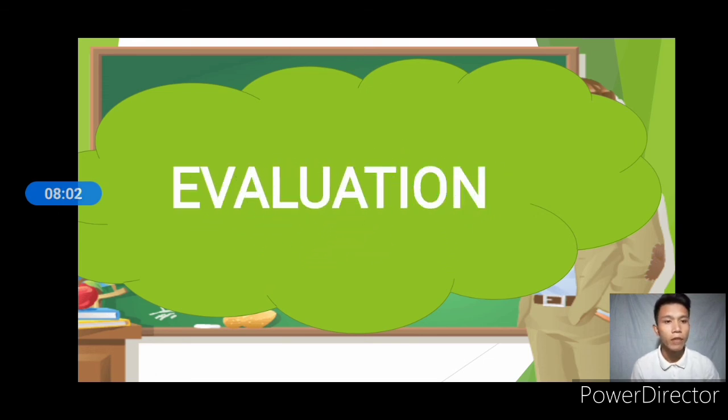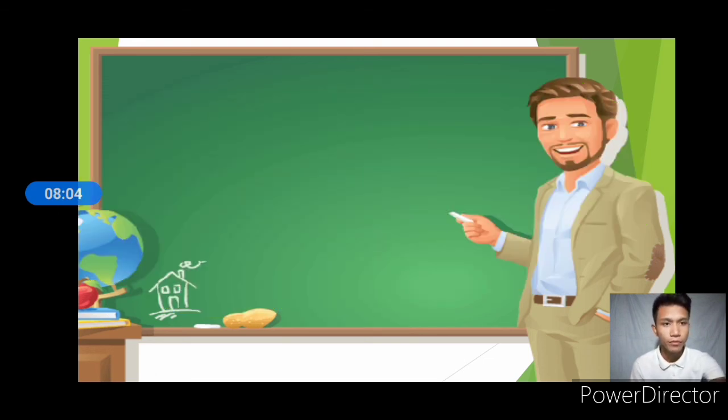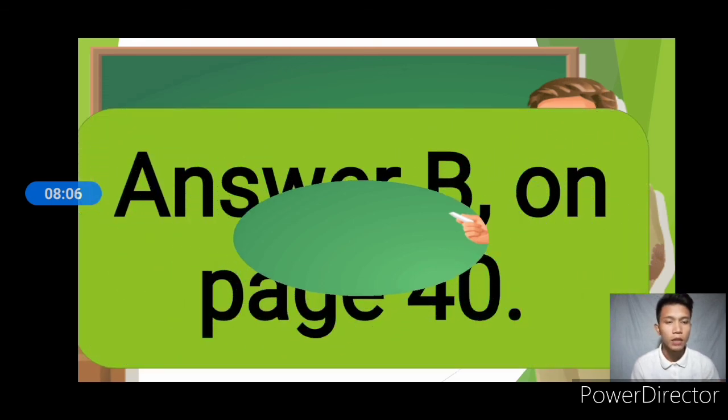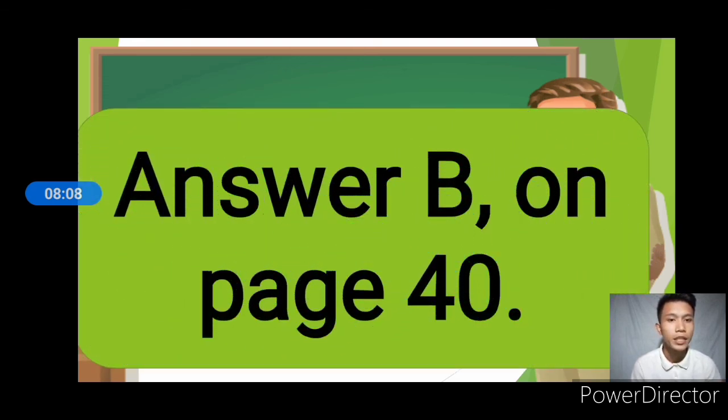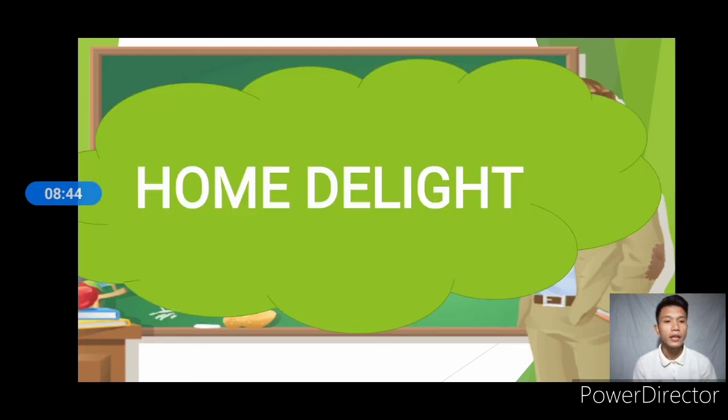For your evaluation, I want you to answer B on page 40 and answer this in your values book, because I am going to check this during our meeting. For your homework, study your lesson, because that ends our discussion.